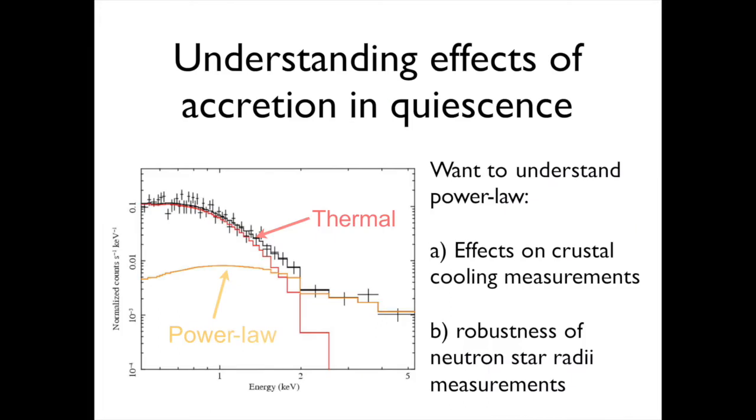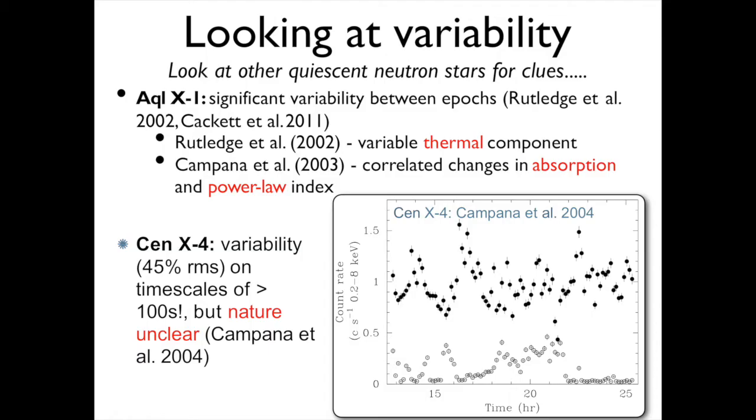So we want to know how this power law component here affects the crustal cooling measurements. And again, another important thing is how it will affect the radius and mass measurements that you get from just modeling these spectra too. So how do we do this? Well, the best thing to do is to look at variability and look at objects that are typically brighter than some of these crustal cooling objects and see if we can understand what's going on.